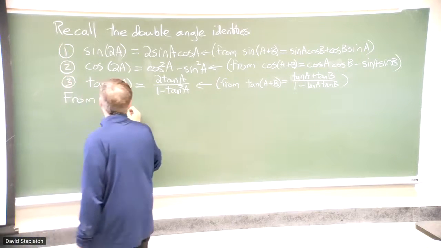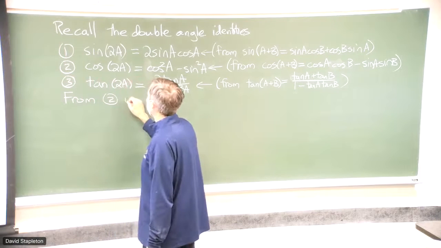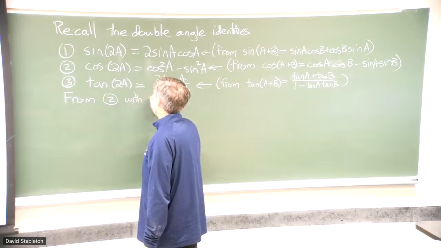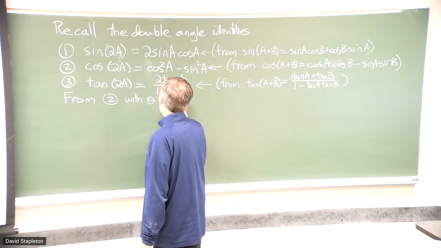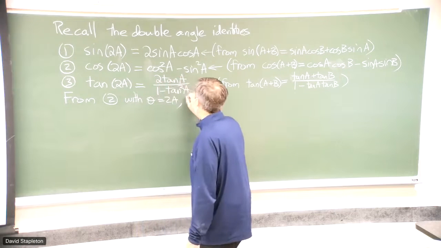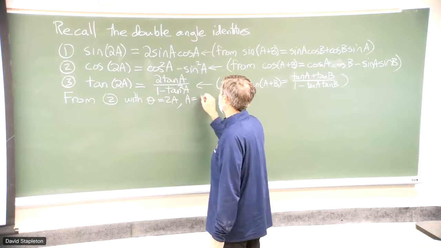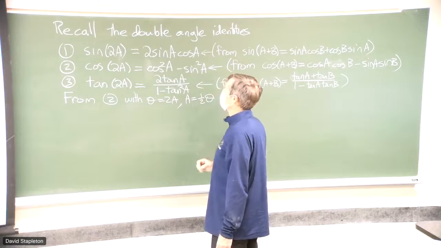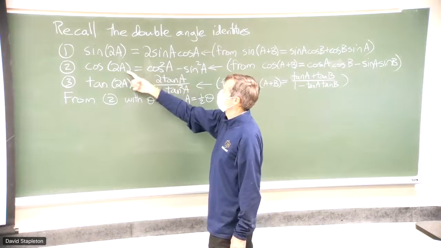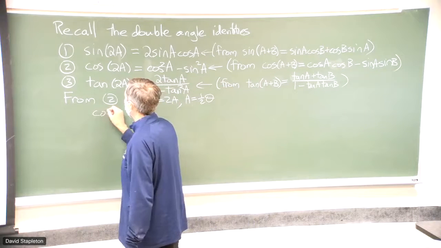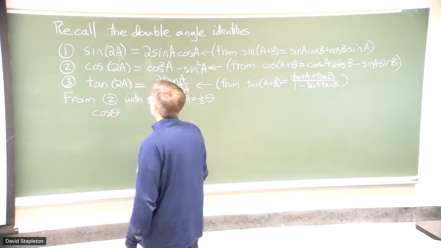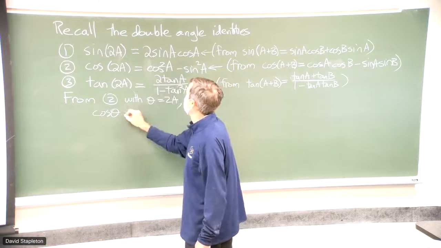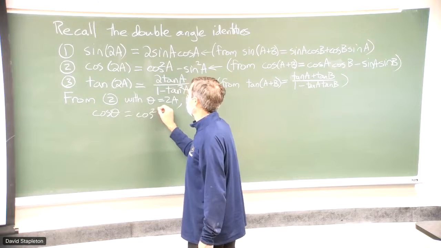Suppose we say theta equals 2A, right? So that A is 1/2 theta by dividing each side by 2. What do we get if in this one we put 2A equals theta? On the left, we have cosine theta. And on the right, we have cosine squared minus sine squared.